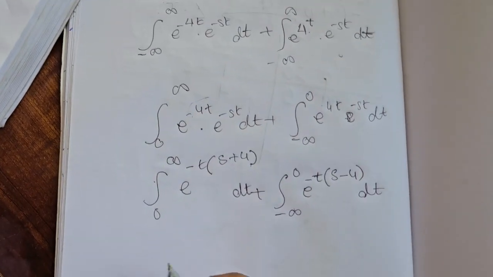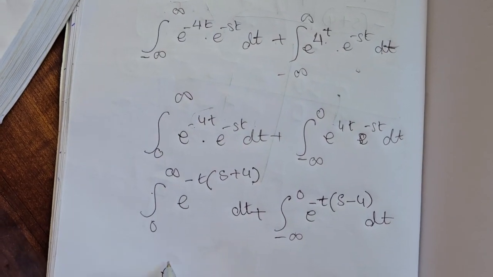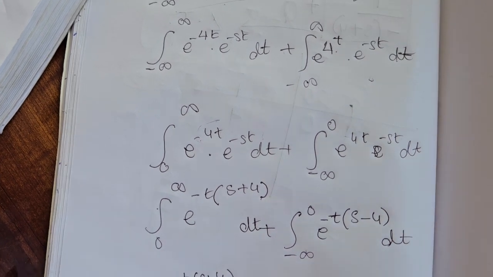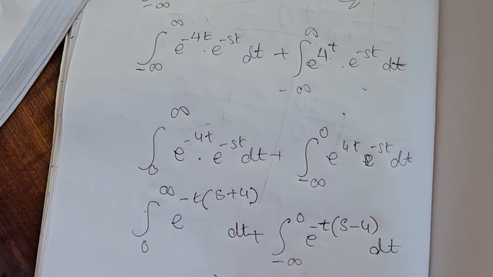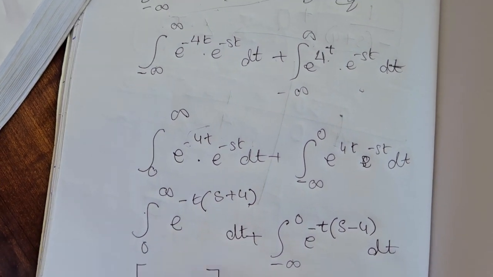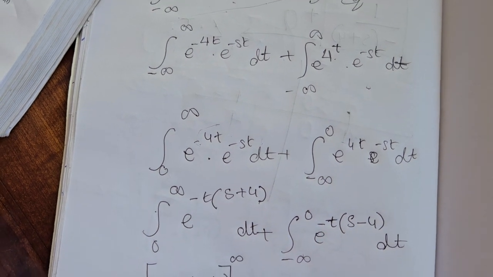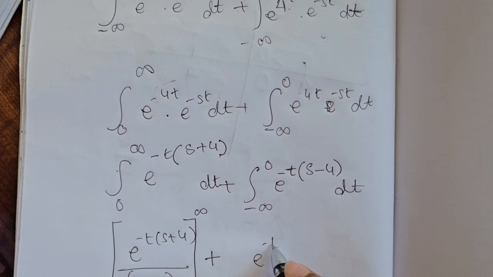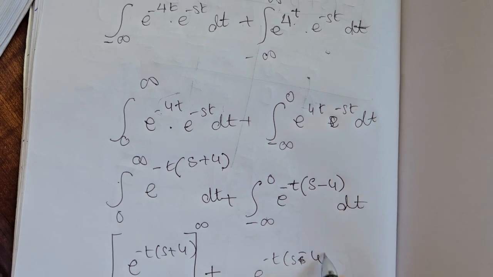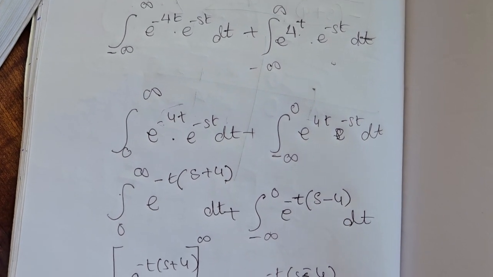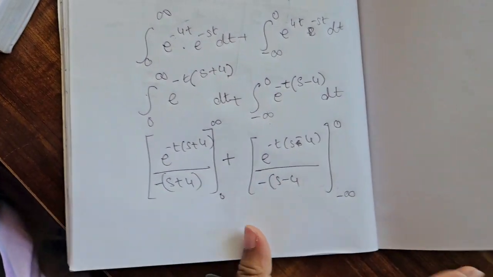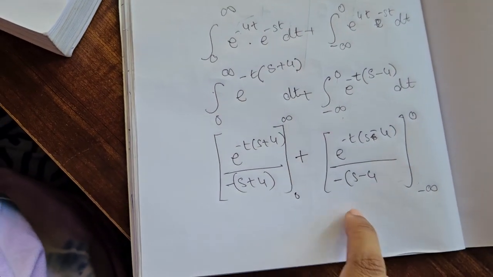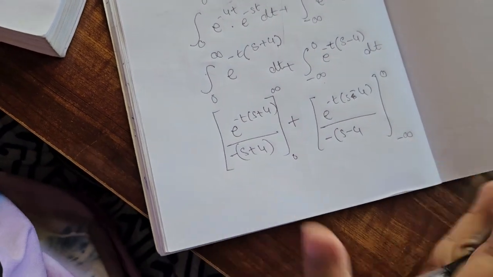Now you just solve for this. It'll be e raised to minus t times s plus 4, upon minus s plus 4, with limits 0 to infinity, plus e raised to minus t times s minus 4, upon minus s minus 4. Again, this has its own limits. Now solve them. Be very careful you don't interchange them. I would write them together, but solve them separately. Let's continue.